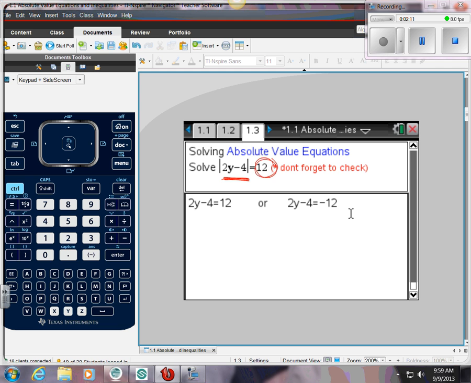So what's my first step? Add 4 to both sides, right? Okay. So I'm going to add 4 to both sides. My first equation is going to become 2y equals 16. My second equation is going to become 2y equals negative 8. Thank you. We'll wait for everybody to catch up.